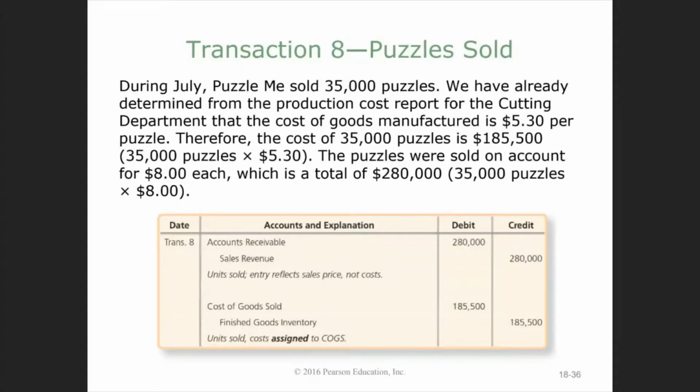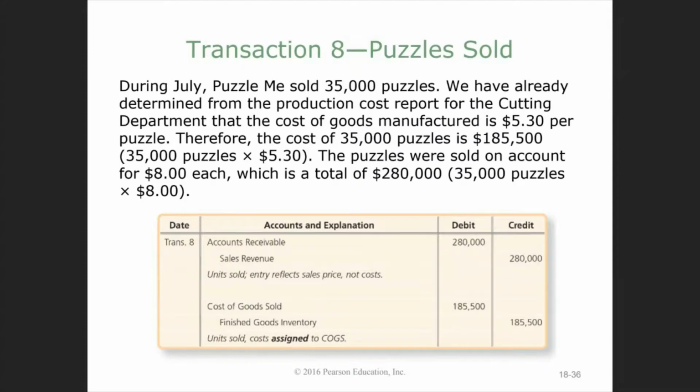And then here in transaction 8, they've sold some puzzles. It's telling us that during July, they sold 35,000 puzzles. They have already determined from the production cost report for the cutting department that the cost of goods manufactured is $5.30 per puzzle. Therefore, the cost of 35,000 puzzles is going to be $185,500.